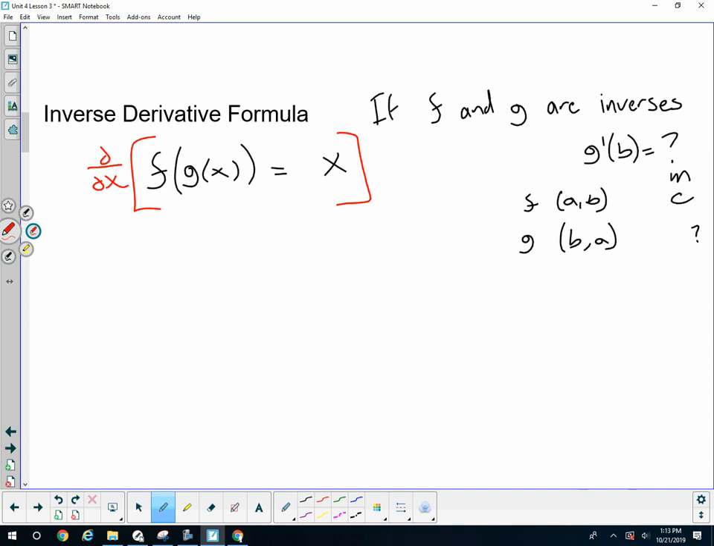Now, I can do this because I know the chain rule. We got an O, we got an I, take the derivative of the outside, multiply by the derivative of the inside, get f prime times g prime of x. So, f prime of g of x times g prime of x is the derivative of the left side. I can't neglect the right side. Its derivative is 1.